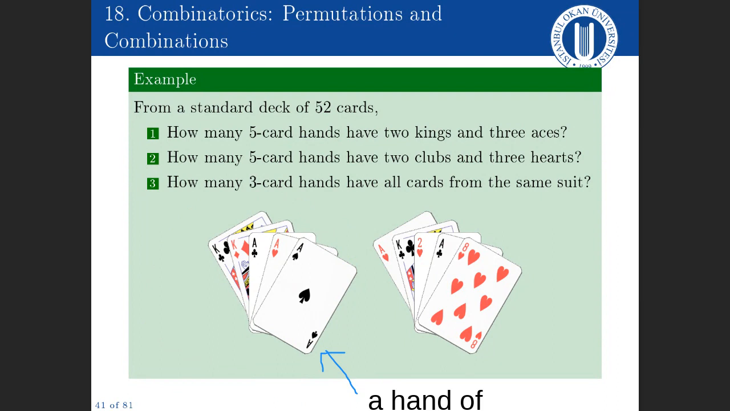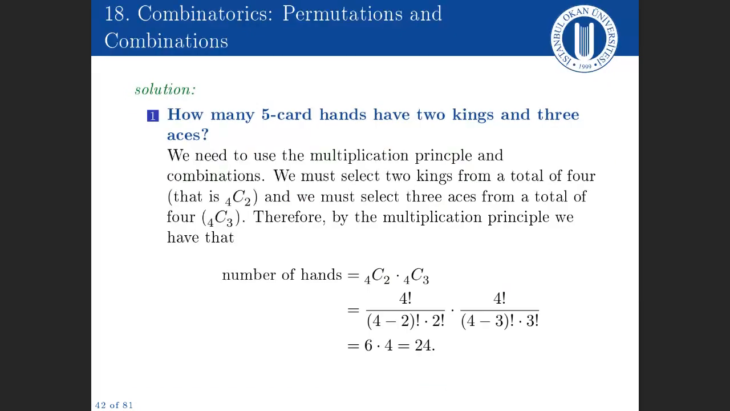Question 2, how many 5-card hands have 2 clubs and 3 hearts? Question 3, how many 3-card hands have all cards from the same suit? So let's do question 1 first of all. How many 5-card hands have 2 kings and 3 aces?